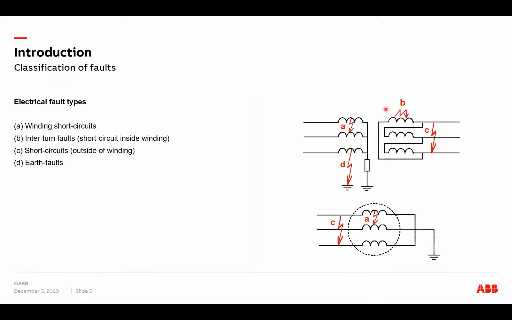There can be interturn faults, which means that there's a flashover between the winding turns. And then we can have short circuits. It can be also outside the winding where this is happening. Or we can also have earth faults between the winding and the tank, for example.